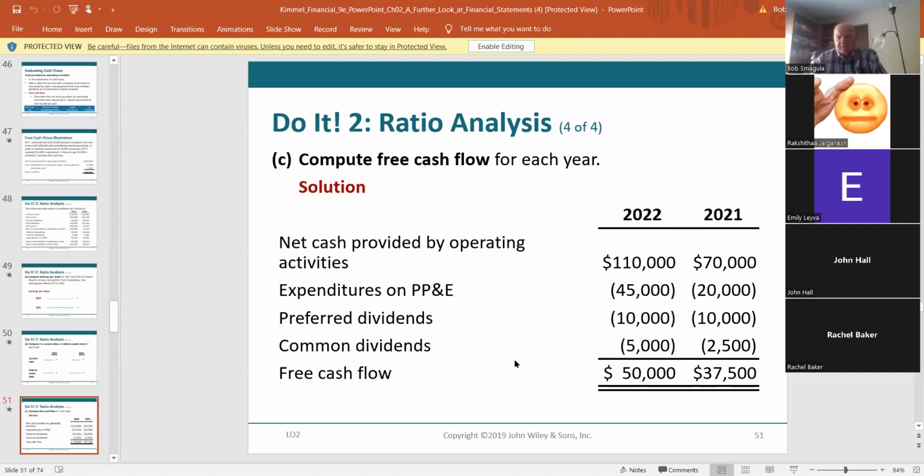And here's the one where they do show us the solution. Free cash flow, 110,000 minus 45 minus 10, because you got to worry about the preferred dividends too. They call it free cash flow because that's money that the company can use any way they choose. Is it time to build a new factory? Is it time to design a new garment for the fashion industry?